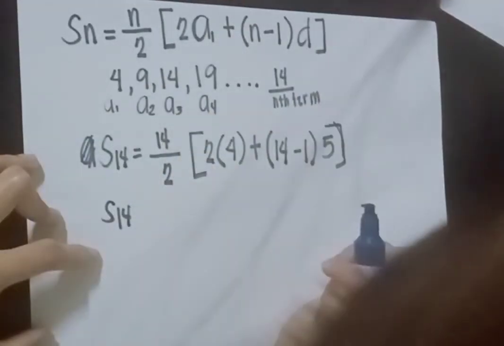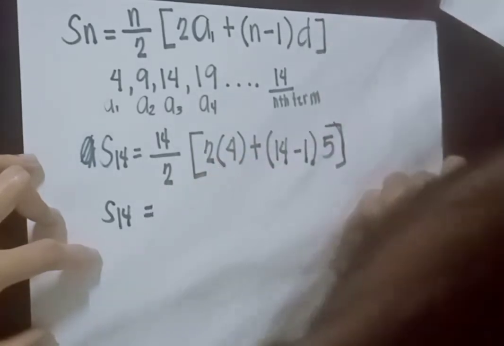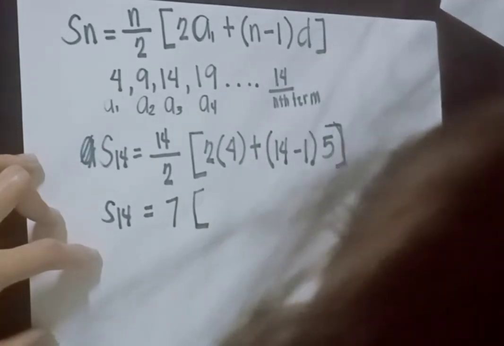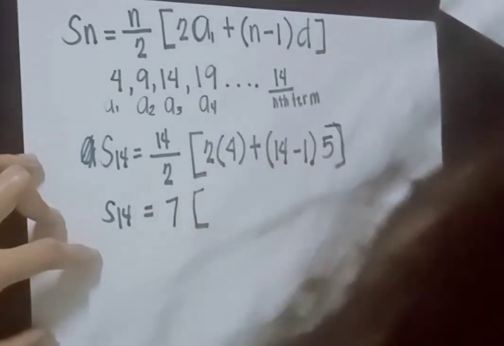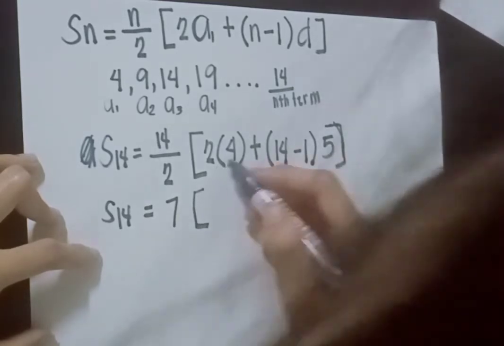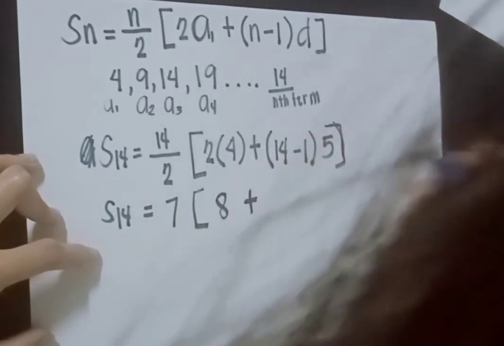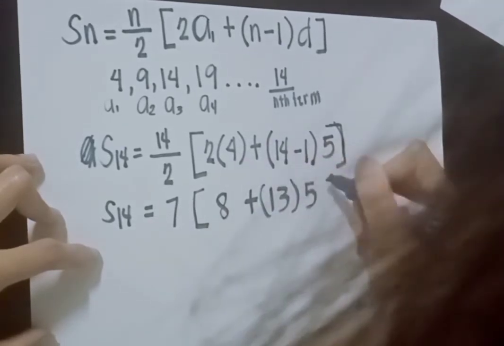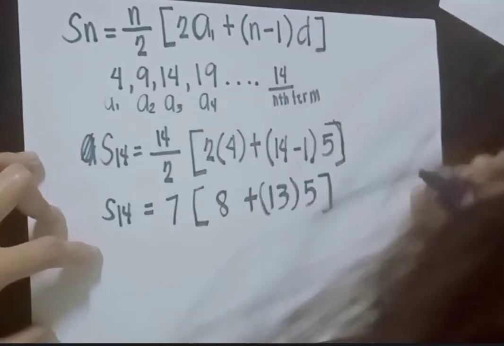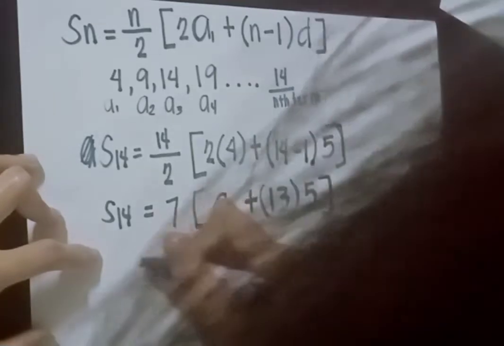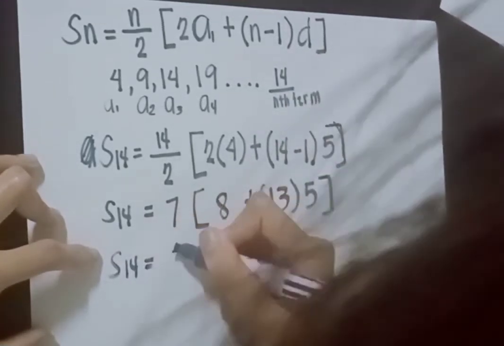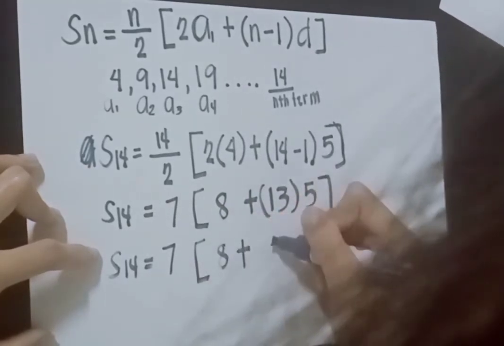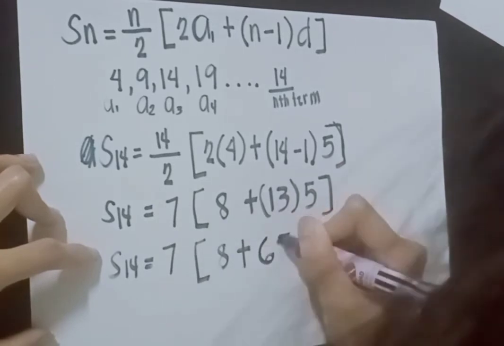So S14 equals 14 divided by 2, which is 7. Let's answer first all the numbers in the parentheses. So 2 times 4 is 8, plus 14 minus 1 is 13, then times 5. Next we multiply the numbers in the parentheses. So S14 equals 7 times 8 plus 13 times 5, which is 65.